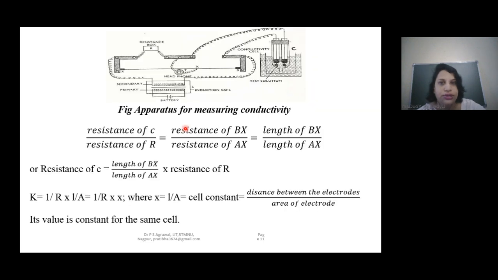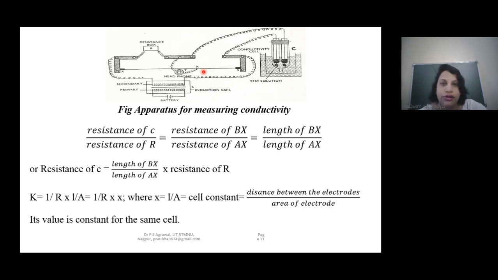Now, the arrangement is made like this. The conductivity cell is attached to the bridge. This is known as the Wheatstone bridge. The sliding contact, this one, is moved slowly along the wire AB till we reach a point X. When we reach this point, the potential becomes equal to R. Under such condition, no current will flow through the headphone and it will be silent.